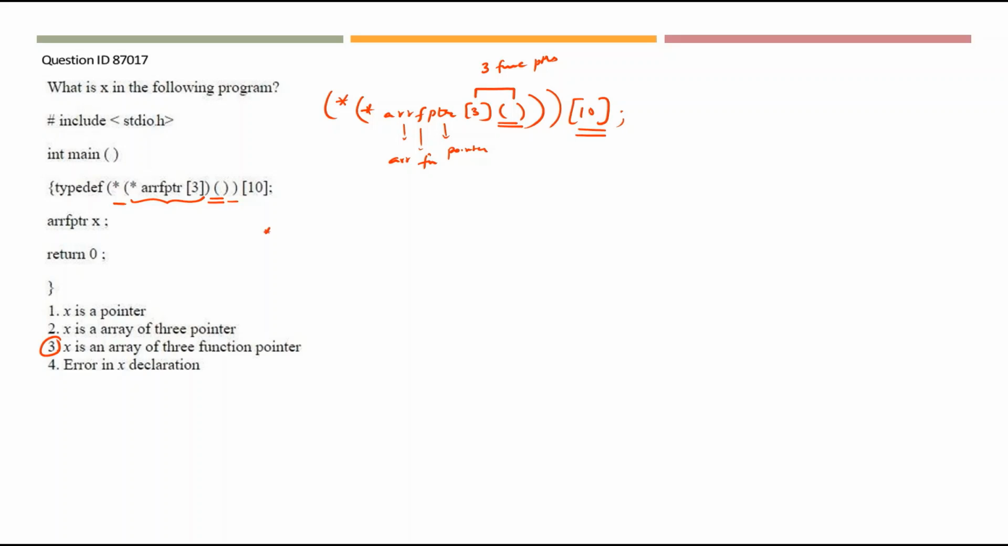So if I say it is star X with some int or something, then it's a pointer. X is an array of 3 pointers, then there should be no reference in between, but only the dimension should be mentioned. Error in X declaration, there is no error, it is fine.